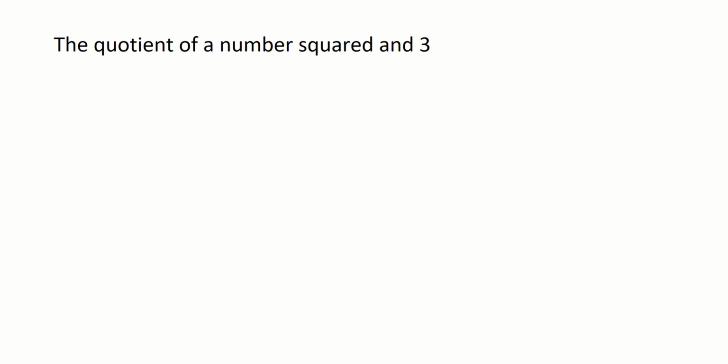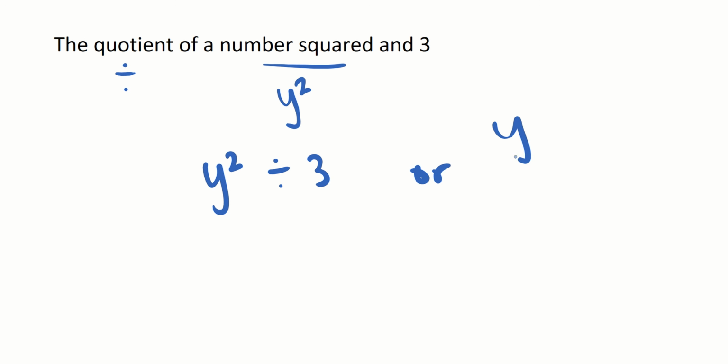Here's a two-step, the quotient of a number squared and 3. So quotient means divide. A number squared, I'll say y squared and 3. So I'm going to take y squared and divide it by 3. I could also write it as y squared over 3 because that means divide as well.